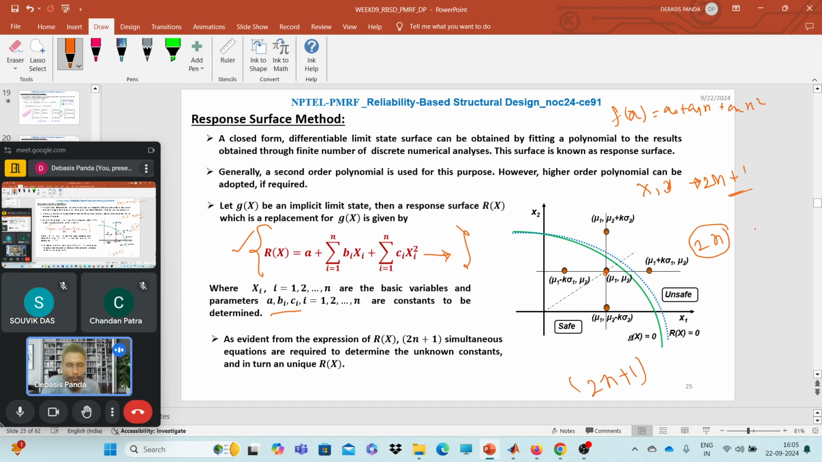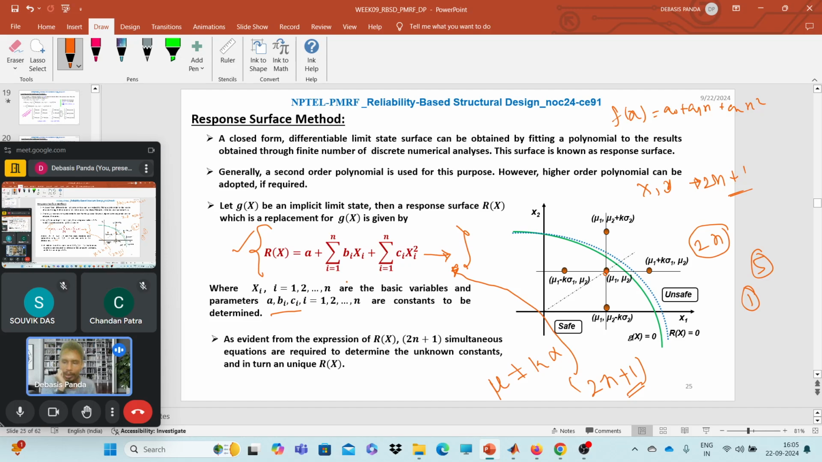So if we have two random variables, the total number will be 5. That means one will be the mean and the others will be around the mean. Now how around the mean? Actually, mean plus minus k sigma, we use the formula plus minus k sigma to sample these points, and these points are called the support points. So once we have these 2n plus 1 support points, just replace them in this meta model. So you will have 5 simultaneous equations along with 5 unknowns.